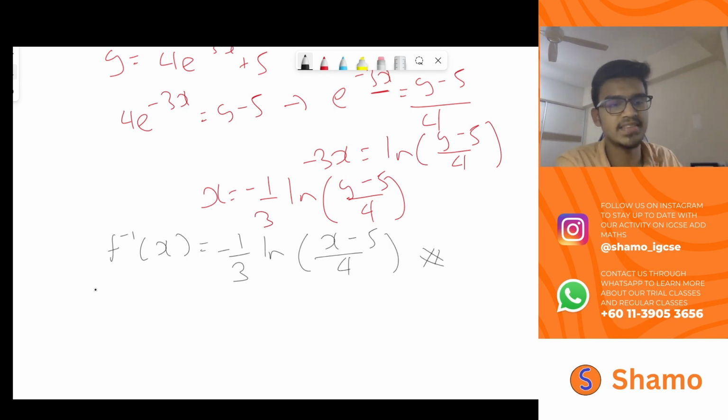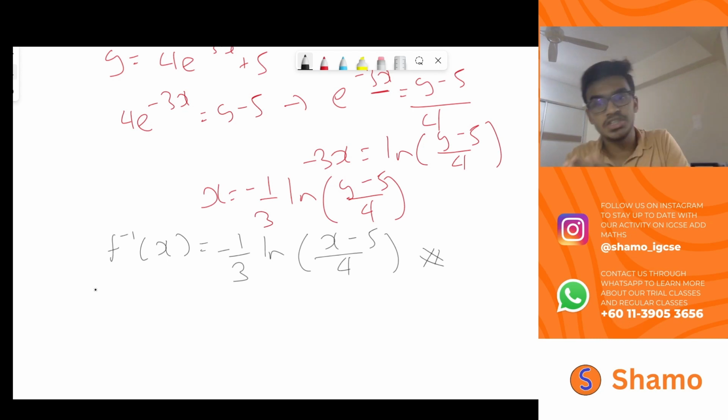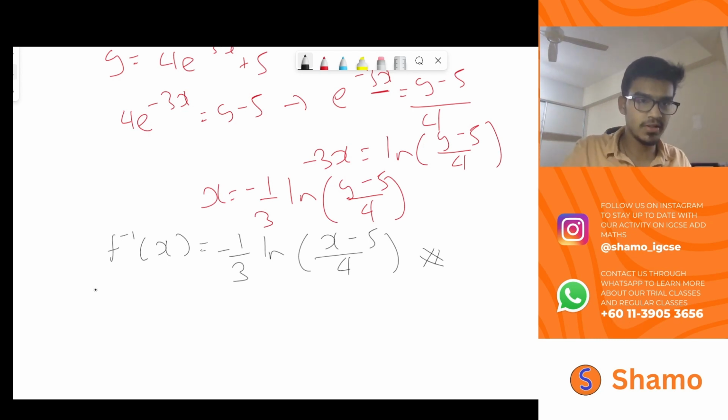Okay, so that was one example on finding the inverse function, and we learned that exponential functions and logarithmic functions are inverses of each other, which means they're a reflection across y equals x when we draw the graph, which we will learn in more detail in a later section of the video.